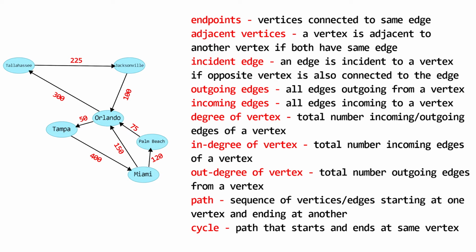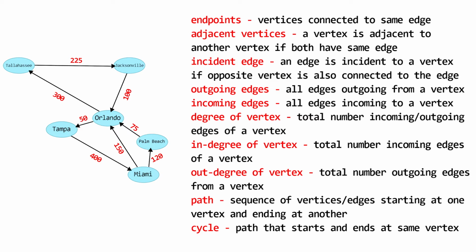Endpoints are just a pair of vertices that are connected to the same edge. For adjacent vertices, a vertex is considered adjacent to another vertex if they both share the same edge. For an incident edge, an edge is said to be incident to a vertex if that vertex is one of the edge's endpoints. And we would say 225 is incident to Jacksonville, but 225 is not incident to Orlando because Orlando is not one of its endpoints.